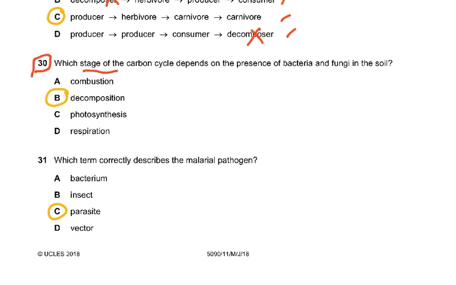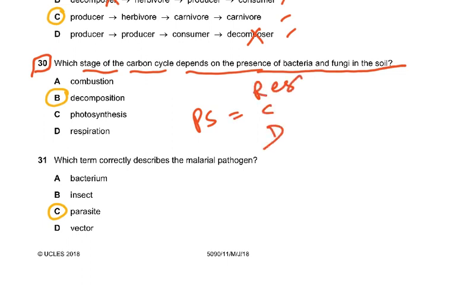Which stage of the carbon cycle depends on the presence of bacteria and fungi in the soil? You know, in the carbon cycle, there are four things. Number one is photosynthesis, which is going to take up the carbon dioxide. But that should be equal to three other things: RCD, respiration, combustion, and decomposition. So it says which stage depends on the presence of bacteria and fungi in the soil, and that was only and only decomposition.